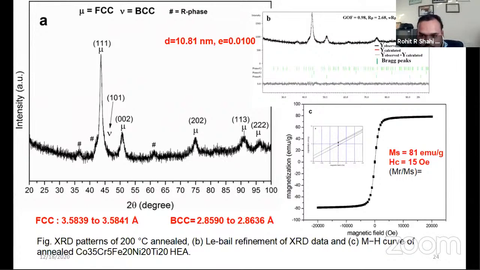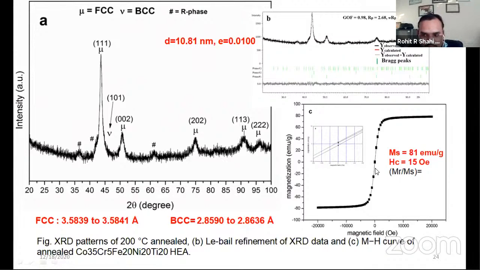So you can see this data. We anneal our sample at a low temperature of 200 degrees centigrade for a large duration, because we try to remove the strain of the sample, so that the magnetocrystallinity increases. After that annealing, you can see the crystallite size is 10.81, similar to the previous one.